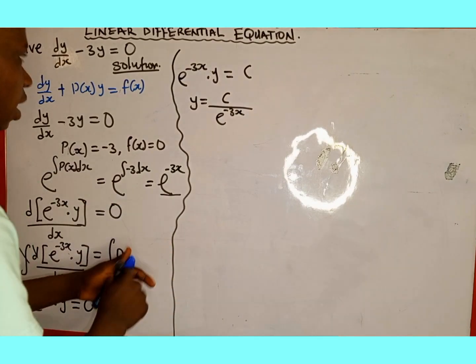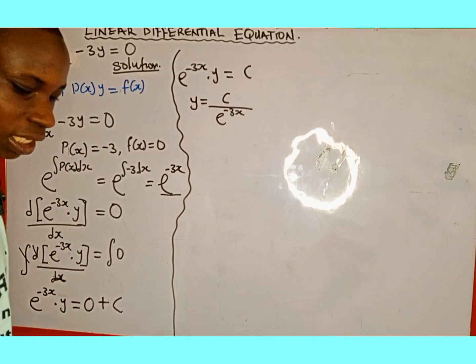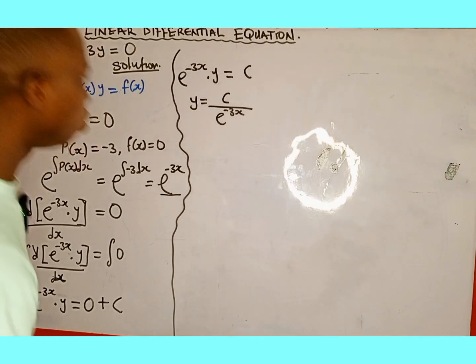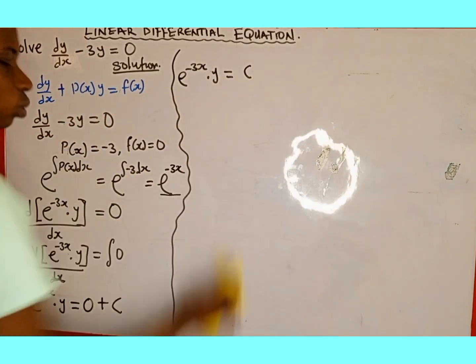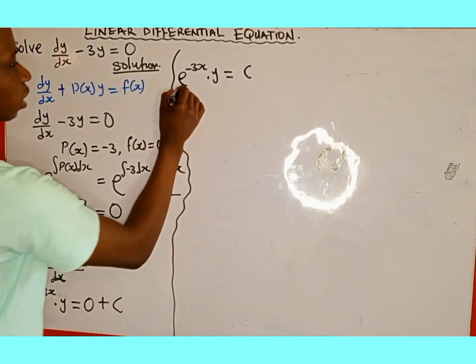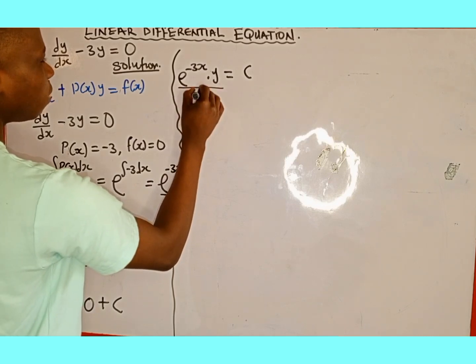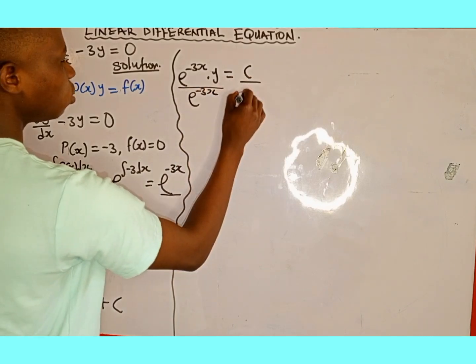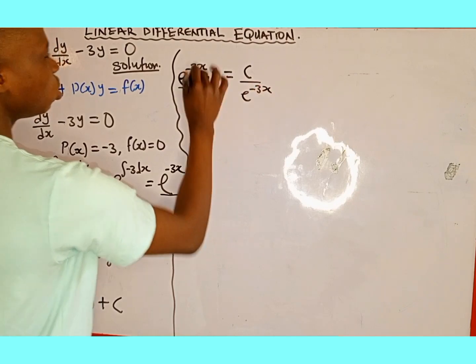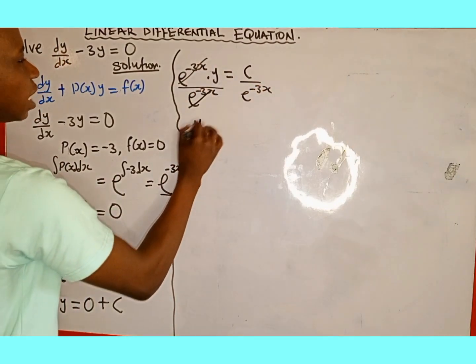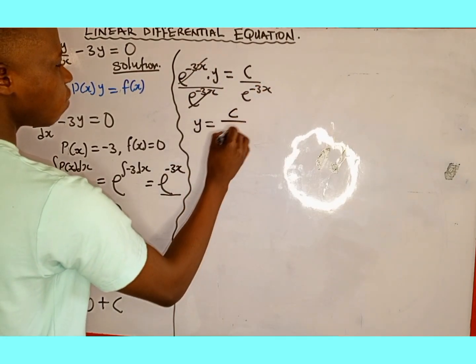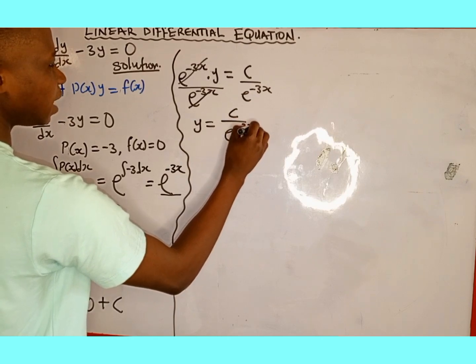What I just did here, I divided through by the coefficient of y. Let me do it so that you guys will not get confused. What I did here, I divided through by e to the power of minus 3x, and e to the power of minus 3x, so that this will cancel this. y now being equal to c over e to the power of minus 3x.